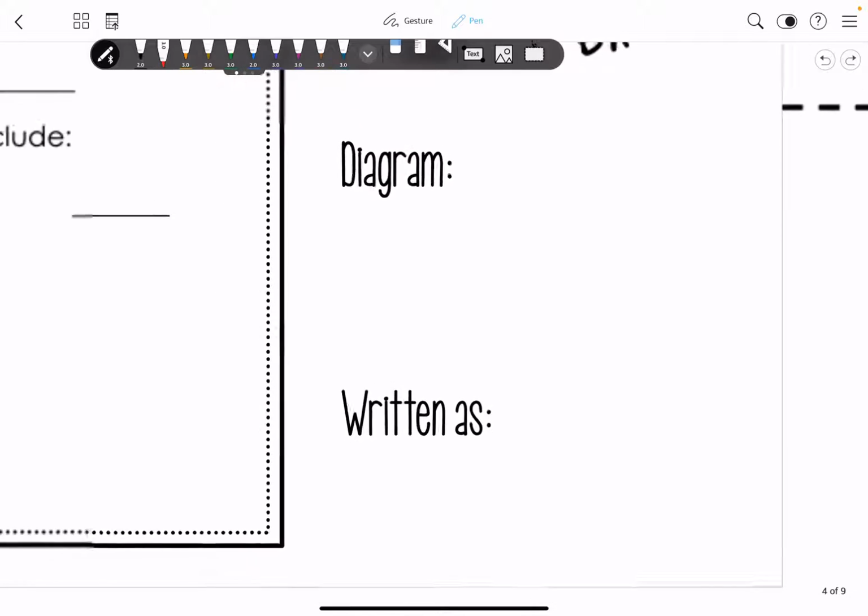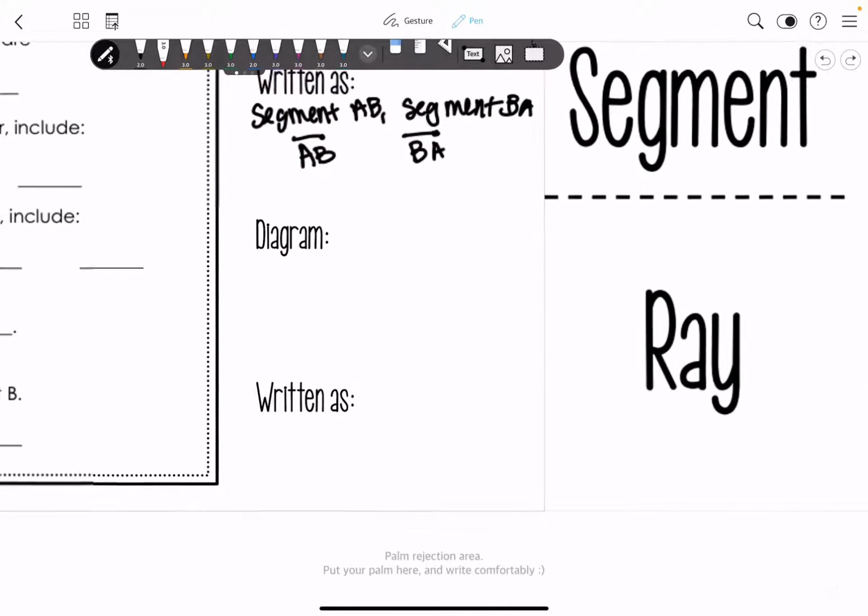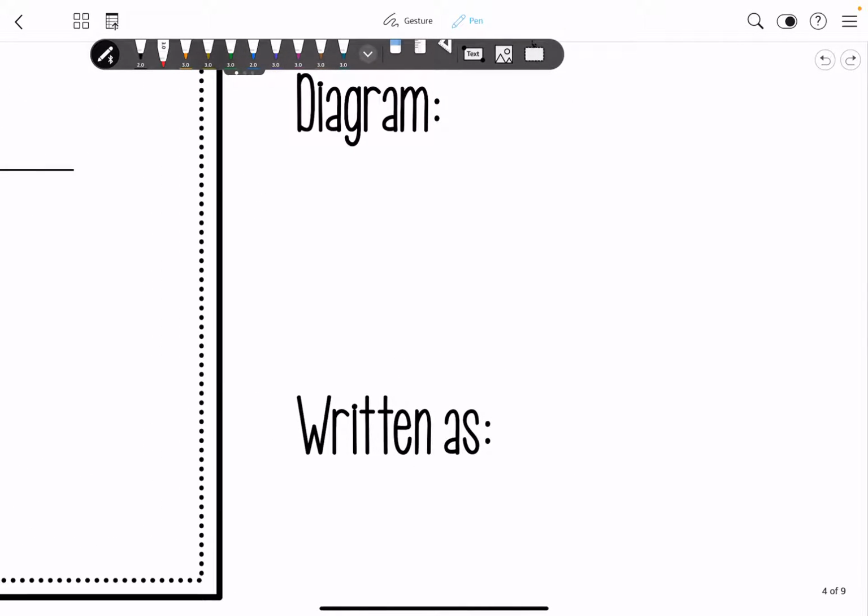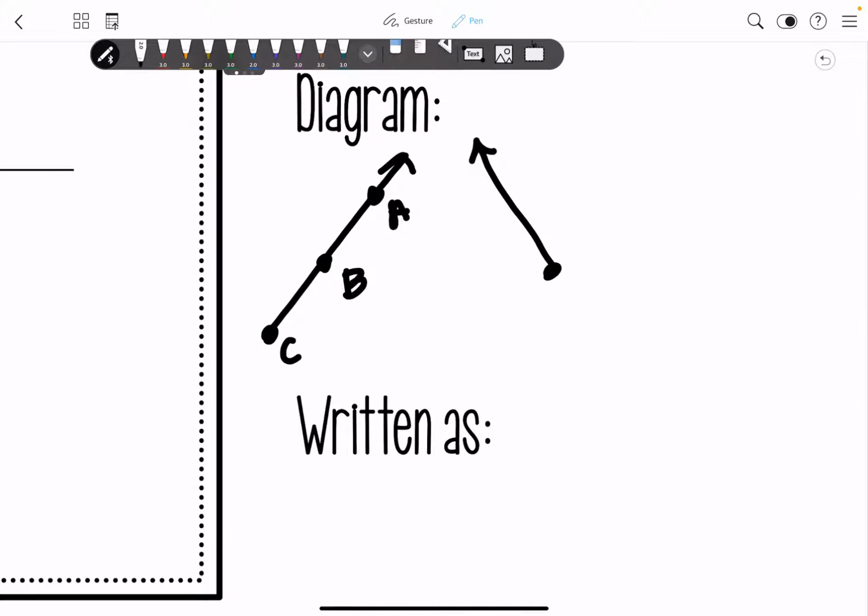Now here's this next one, because this is also what can happen. This is a ray. Now a ray, it's kind of as if a segment and a line combined, or it's part of a line. Depends on how you want to look at it. I'm going to put 3 points on mine. And you know what? I'm going to draw it the other way too. Why not?